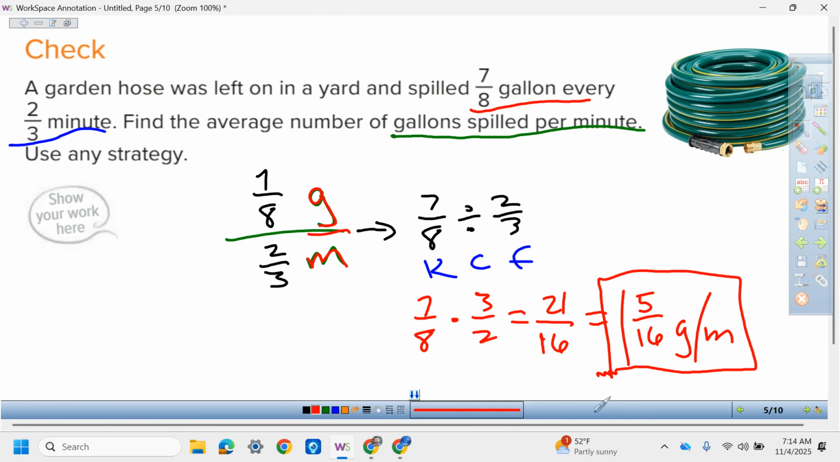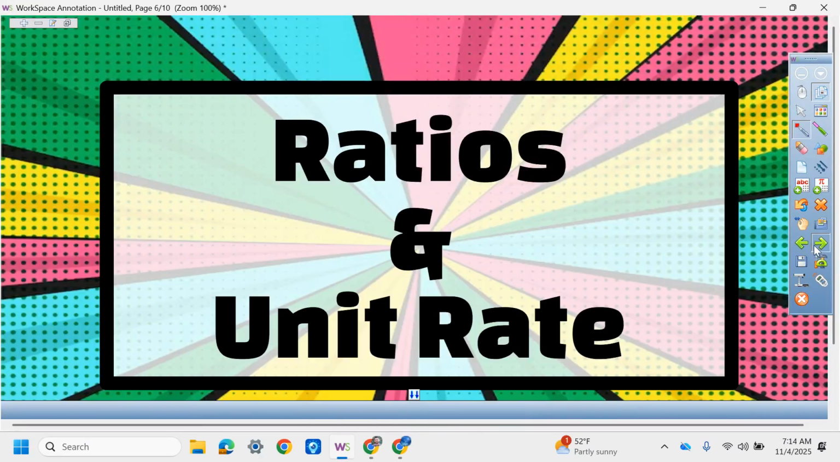So here's the idea of ratios and specifically unit rate. So go ahead and flip the page, try out those Explore problems. Make sure you check in with Mr. Yakubowski and the answer key. If you have any questions, just let me know.